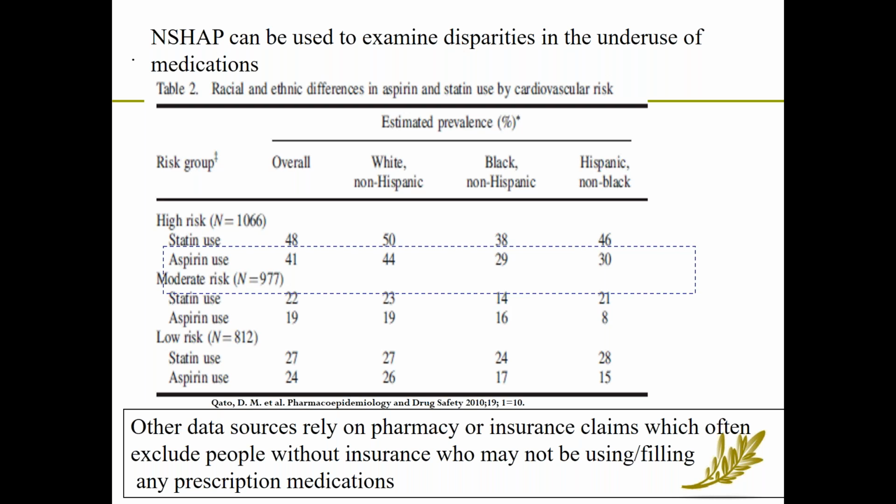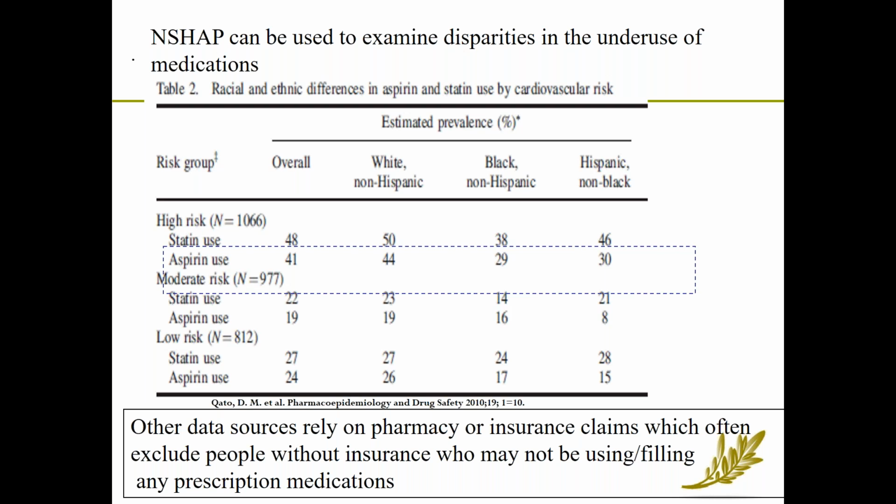So NSHAP can also be used, and we've used it to look at disparities in the use of specific classes of medications. And here we focus on statins, which is a large drug class that includes simvastatin, atorvastatin, among the most commonly used medications in the US overall, but also in older adults. And it's indicated for the prevention of cardiovascular events, particularly for people that are high risk for having cardiovascular events, so in primary and secondary prevention.